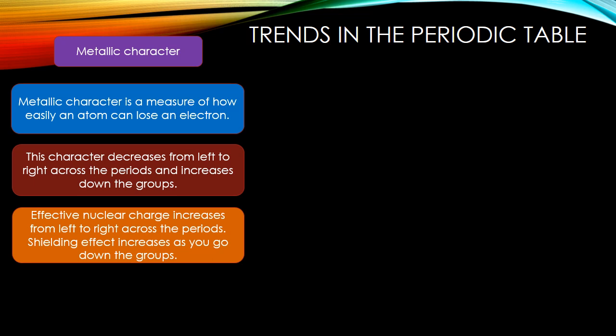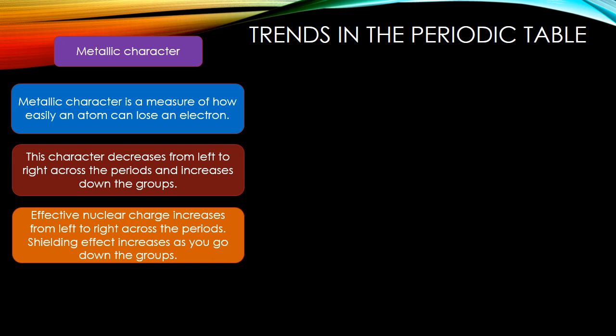When you move across the periods from left to right, the number of protons in the nucleus of the atoms increases. However, elements within the same period have the same number of energy levels. Therefore, an increase in the number of protons in the nucleus of the atoms increases the pull that the nucleus exerts on the outermost electrons, thereby making it more difficult for the atoms to lose electrons.